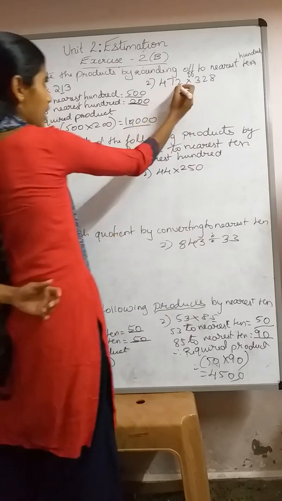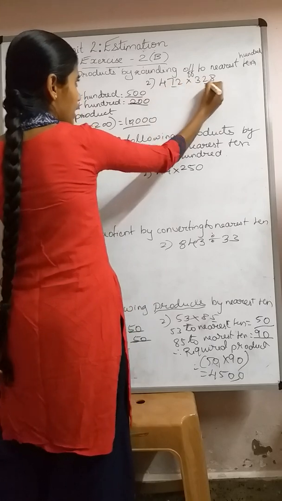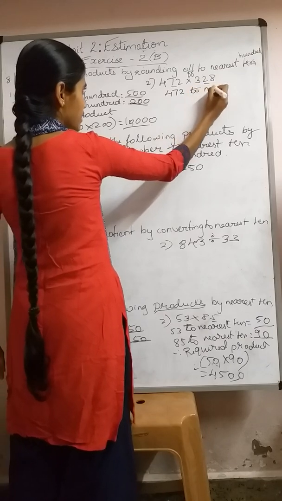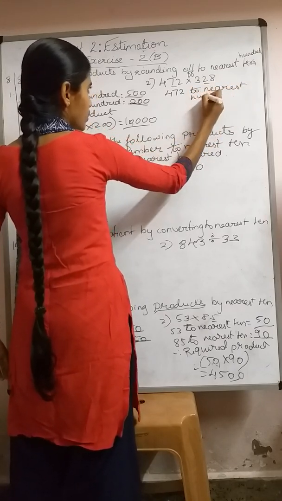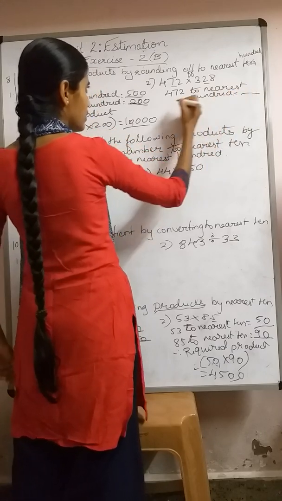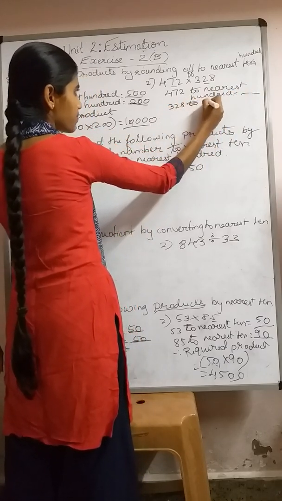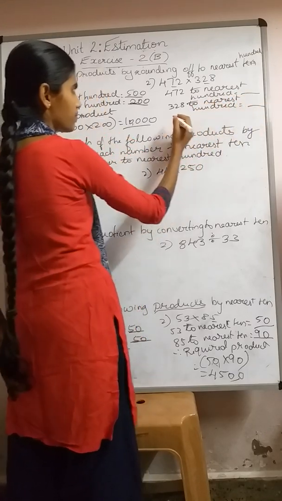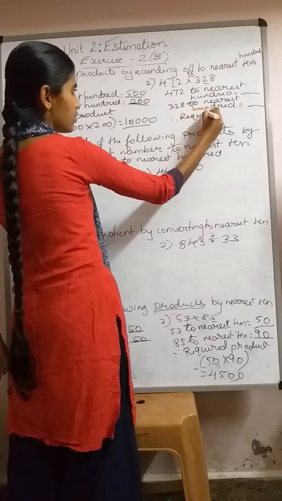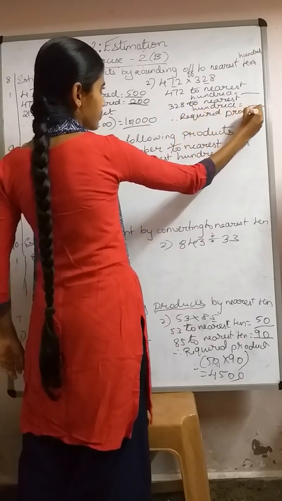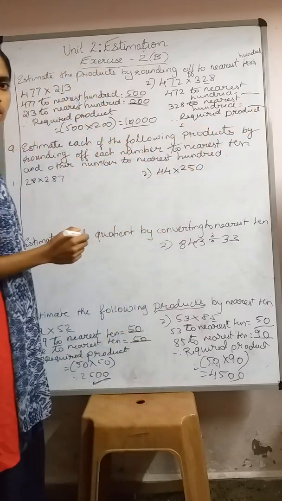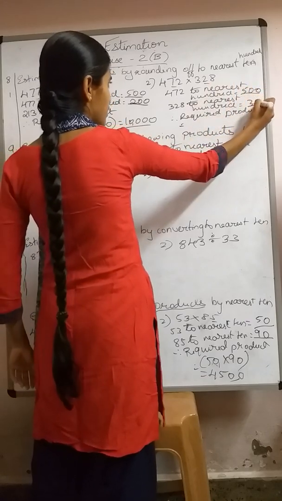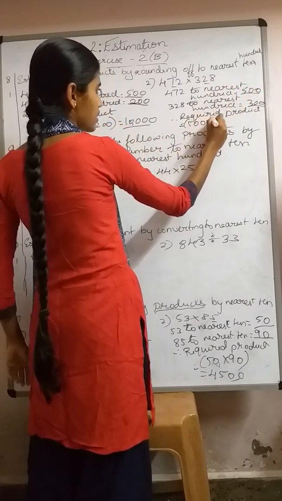Next, we have 472 multiplied by 328. Underline. Same procedure. We need to write 472 to the nearest 100. What is the nearest 100? Then 328 to the nearest 100 equals how much? Therefore, the required product equals, let us solve. Fine. 7, add 1, 500. 2 is less, 300. So 500 multiplied by 300, how much?